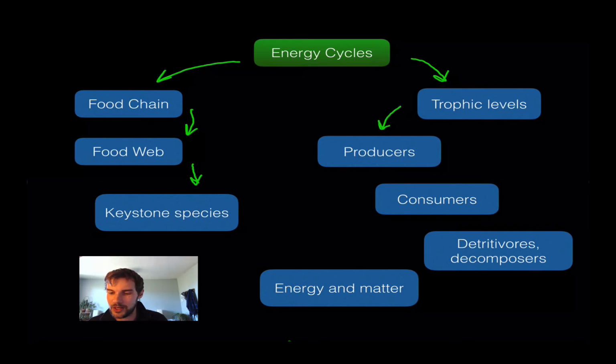And part of those are producers, and then consumers will eat producers, and consumers will also eat other consumers. And how do we recycle matter? Well, it's detritivores and decomposers. And all of that has to do with energy and matter, and energy and matter are different things when we talk about energy cycles.